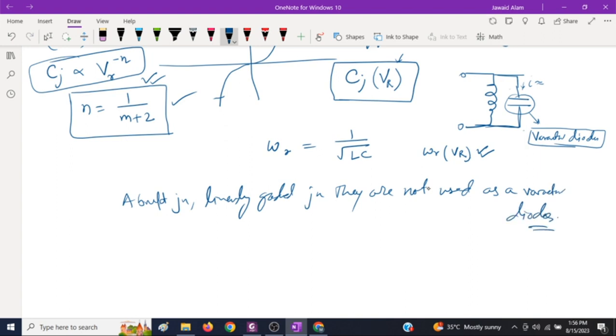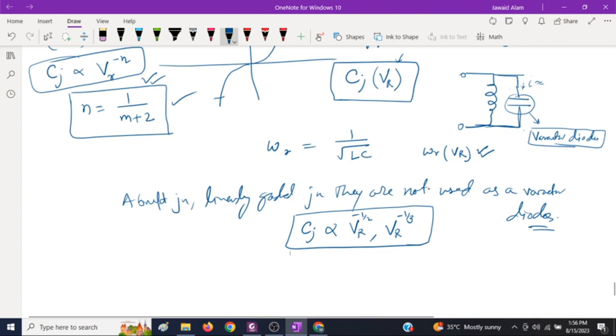Even though, by definition, the capacitance is dependent on VR, VR to the power 1 by 2 for an abrupt junction and VR to the power minus 1 by 3 for a linearly graded junction, these devices are not used as Varactor diodes.